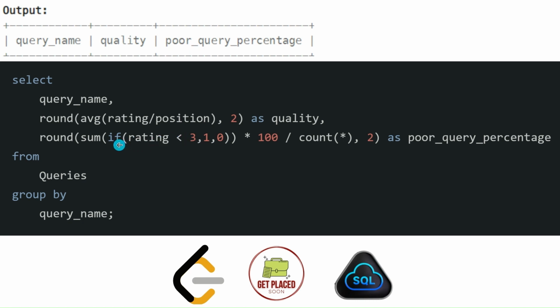Now what we are doing here is, if rating is less than 3, which means if the query is poor quality, then update the value as 1. If not, keep it as 0. So once we do this, we will calculate the sum, so that we understand how many queries are poor. Again, we want it in terms of percentage, right? Therefore, we will multiply it by 100.